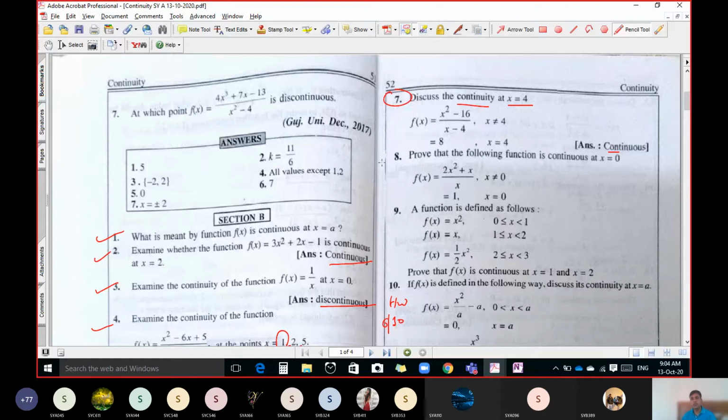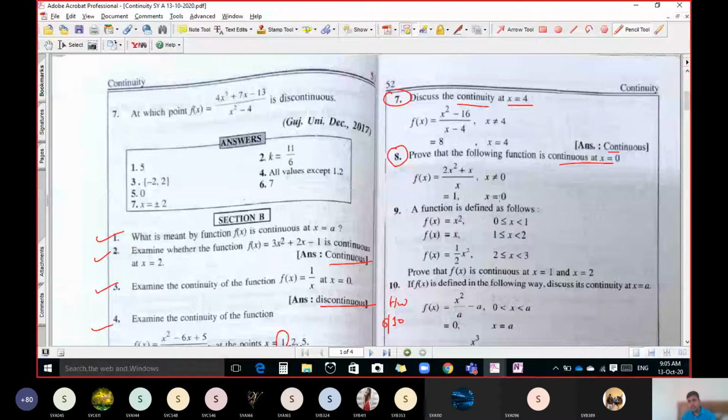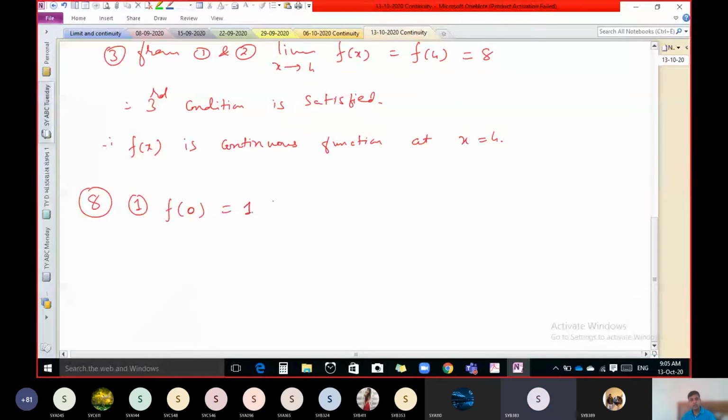Let us do this question. Question number 8. Prove that the function is continuous at x equal to 0. Let us solve this one. First condition. Here we have to check for x equal to 1. Sorry, we have to check for 0. So f of 0 means when x is 0, what is the function? When x is 0, the value of function is 1, which is finite. So first condition is satisfied.